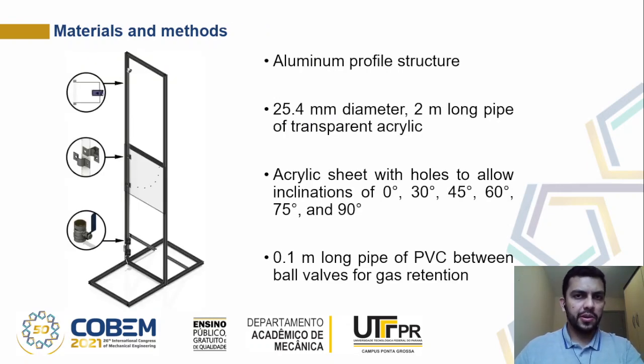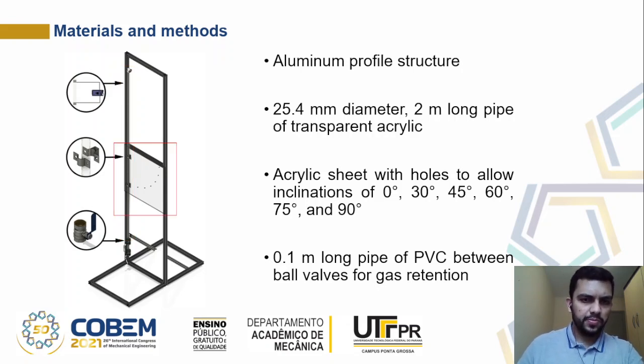Moving now to materials and methods. This image shows the experimental apparatus. It is composed of an aluminum profile structure, a 25.4 mm diameter 2 meter long pipe of transparent acrylic in order to visualize and measure the elongated bubble. These dimensions show to be sufficient for the complete development of the Taylor bubble according to the literature review.